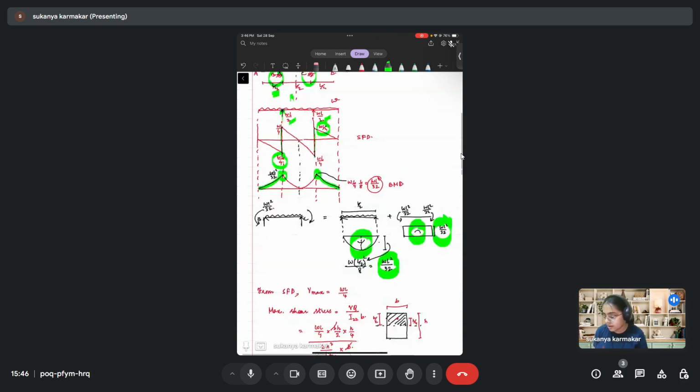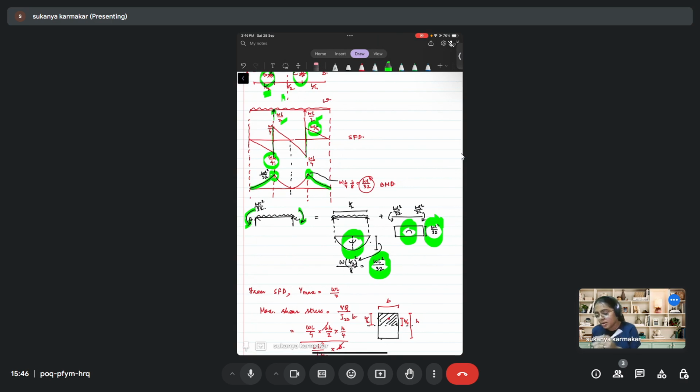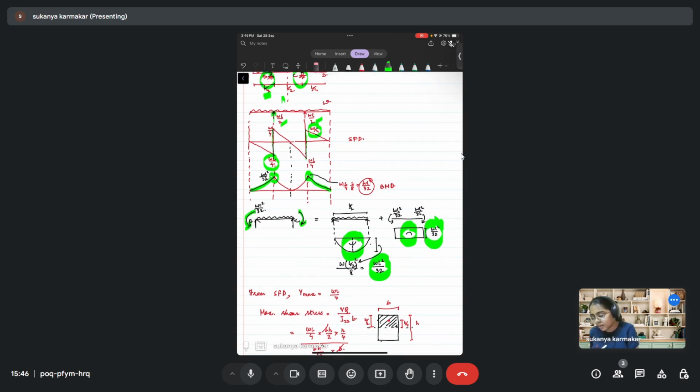So let's consider this, that you have a span BC with the UDL, and these are the two concentrated moments because of the overhang. You can break this system into a simply supported beam with the UDL, and then the span with the two concentrated moments. For the two moments, the bending moment will be like this, and for the UDL, it will be like this.